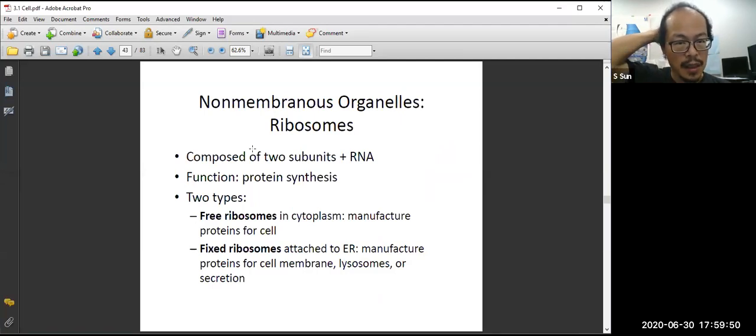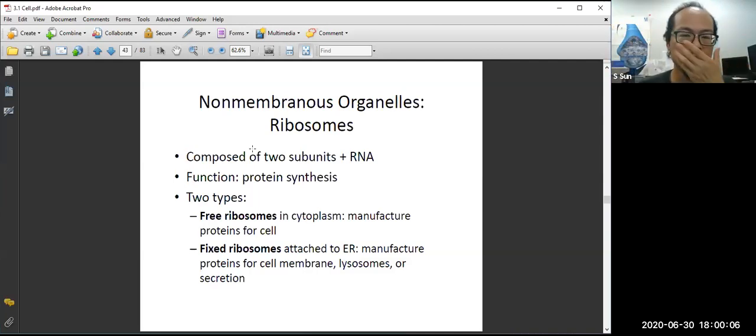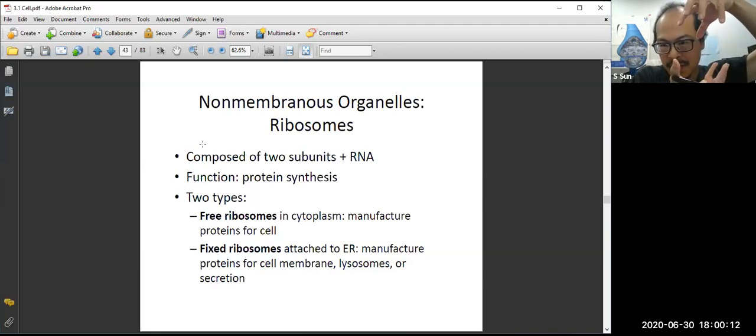Another non-membranous organelle is the ribosome. Okay, we talk about ribosome. Ribosome is the organelle, but it's a non-membranous organelle to conduct the protein synthesis. So ribosome basically has 2 subunits. They're like a hamburger, and they will bind together. Inside of it is the RNA. RNA goes in, proteins going out.